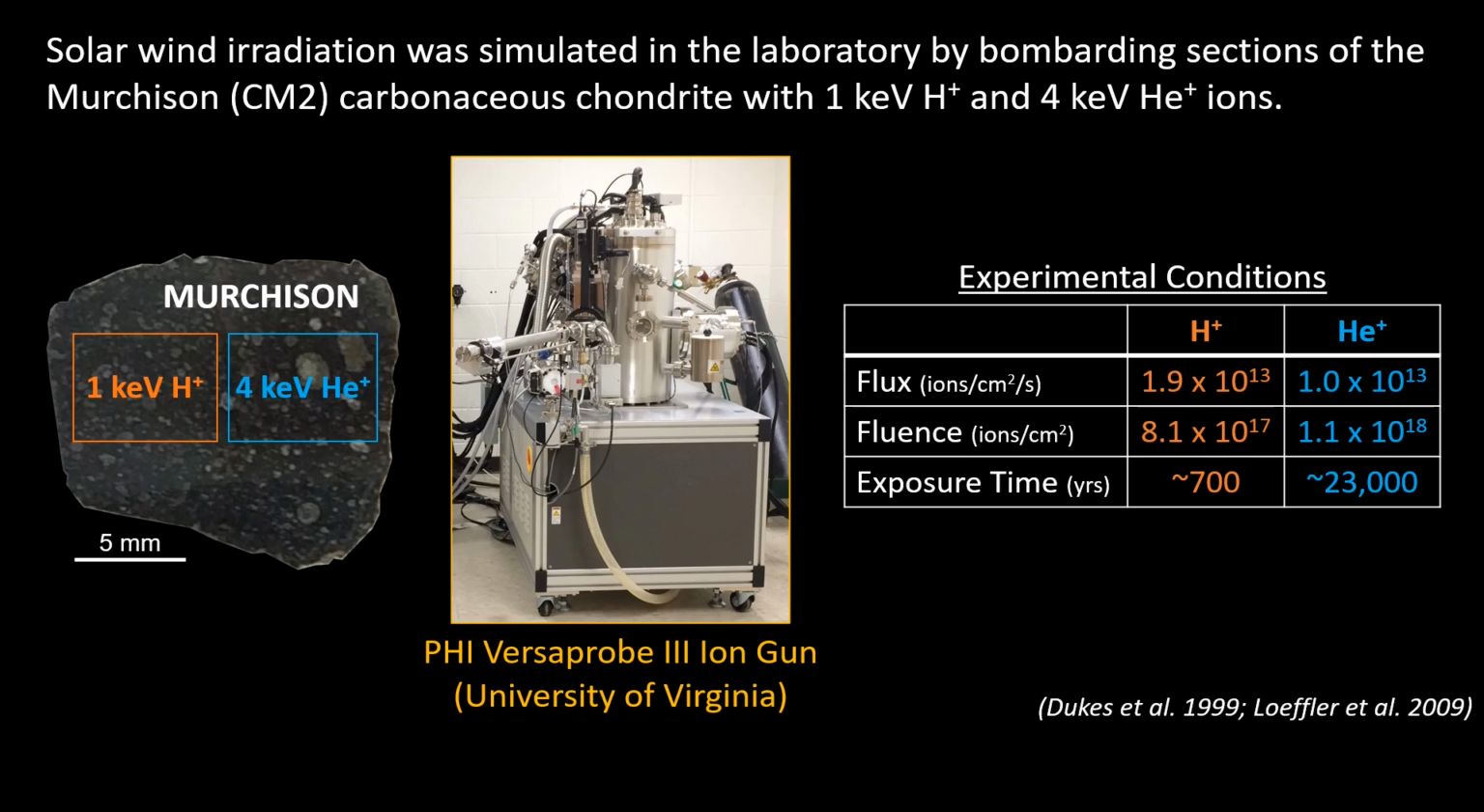In terms of experimental conditions, we used a flux of 10^13 ions per centimeter squared per second, and fluences roughly on the order of 10^18 ions per centimeter squared. So for hydrogen irradiation, this simulates an exposure time of around 700 years at Bennu, and for helium irradiation, an exposure time of around 23,000 years at Bennu.